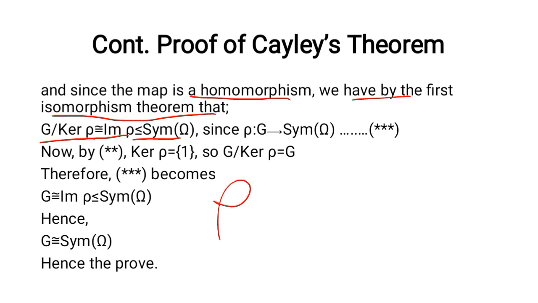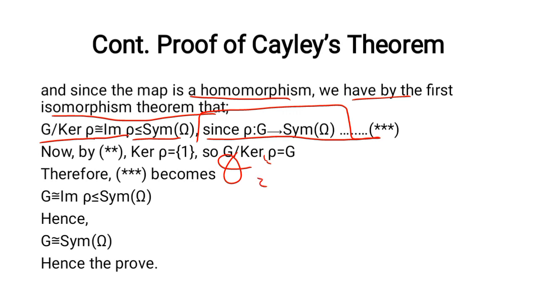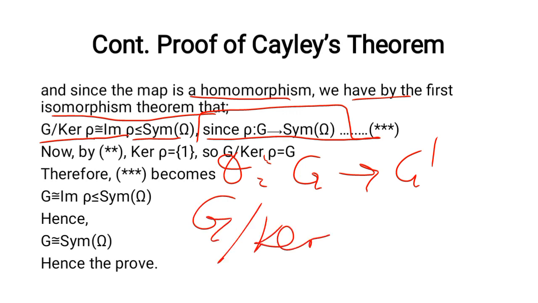Because we had rho, okay, there, since this is our theorem, right? We know that the first isomorphism theorem says that, let me clean this so that it's not too crowded, we have that theta maps G into G prime, and that G modulo the kernel of theta is isomorphic to the image of theta, right?